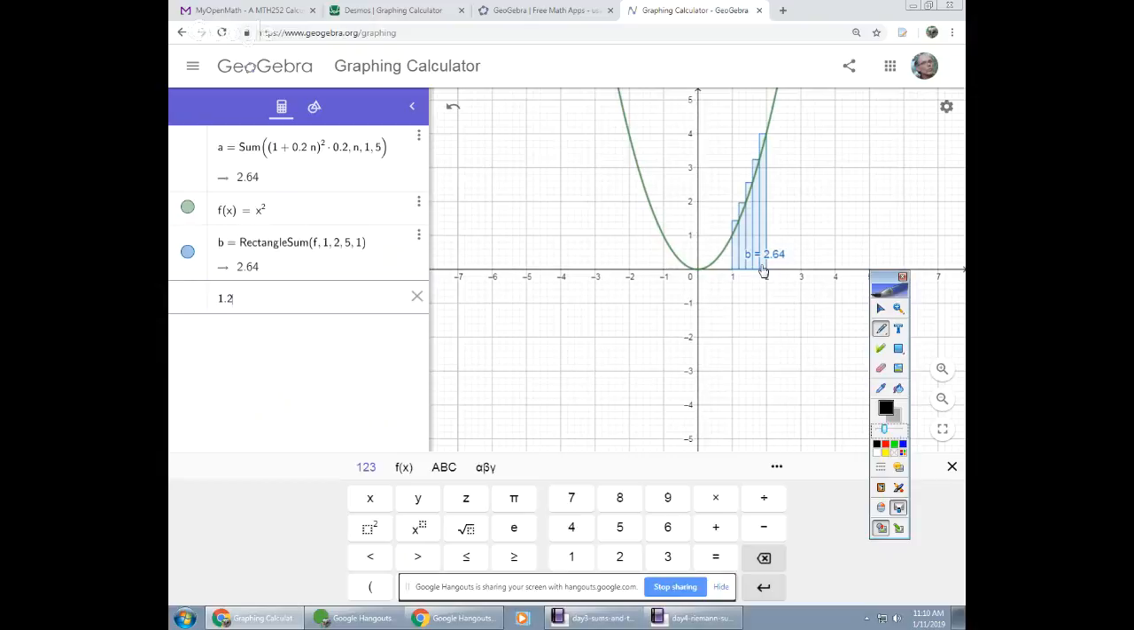So I have 1.2 squared times 0.2 plus 1.4 squared times 0.2 plus 1.6 squared times 0.2 plus 1.8 squared. If there were more than 5 of these, this is starting to get a bit tedious, right? Okay. However, using summation notation is more complicated because it's hard to write, but we're trying to get used to that. So if I type it right, I got 2.64.